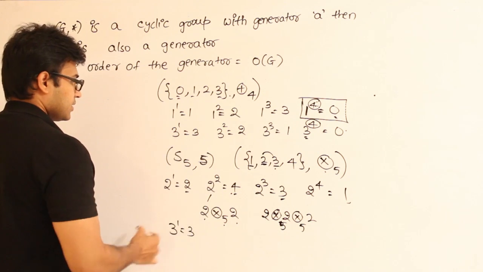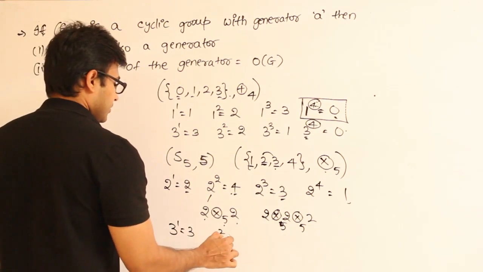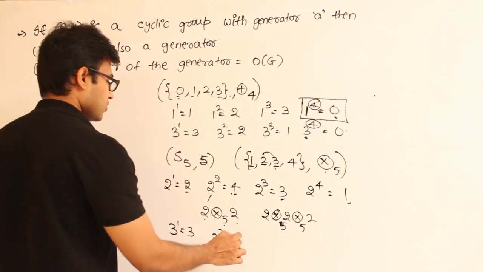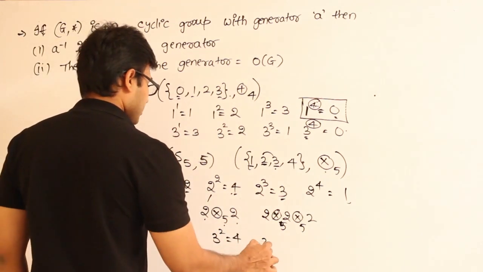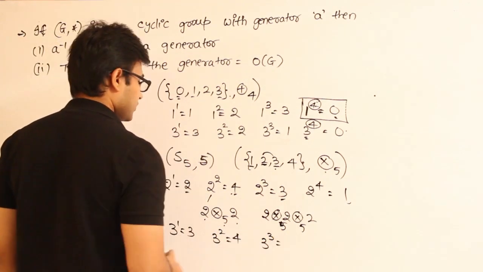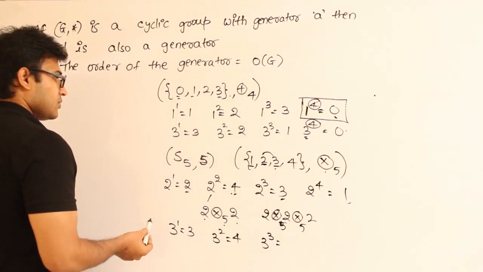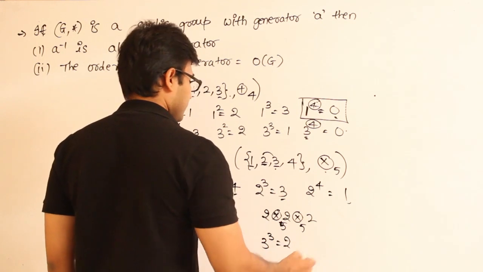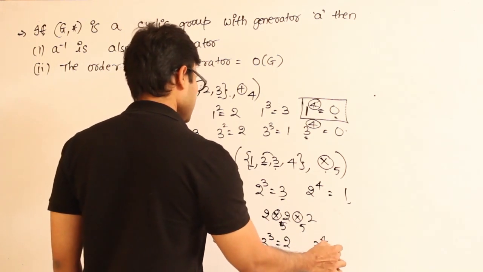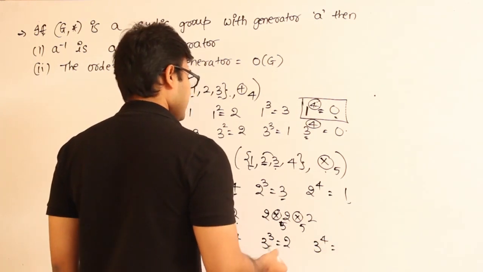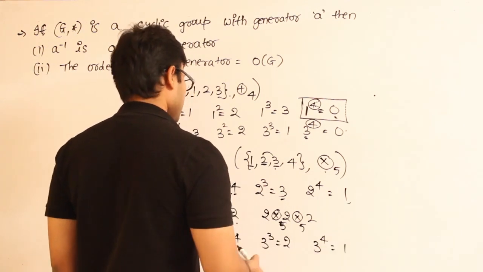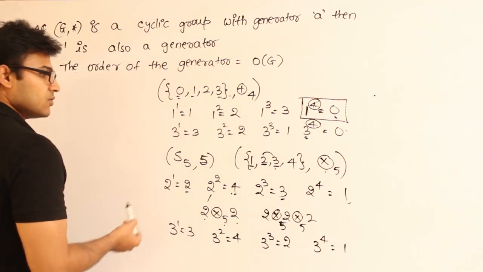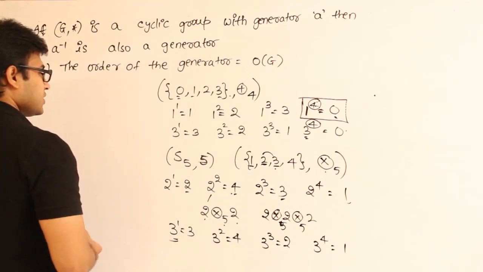3 power 1 is 3, 3 power 2 is 9, and when you divide 9 by 5, the remainder is 4. 3 power 3 is 27, and when you divide 27 by 5, the remainder is 2. 3 power 4 is 81, and when you divide 81 by 5, the remainder is 1, right? Therefore you got 1, 2, 3, 4, all the elements. Therefore 3 is also a generator.